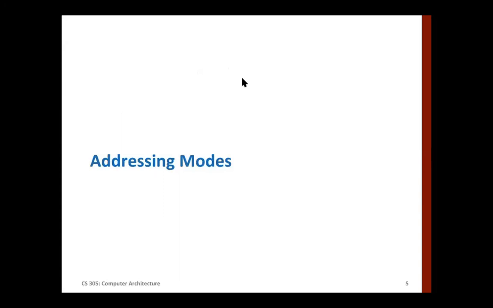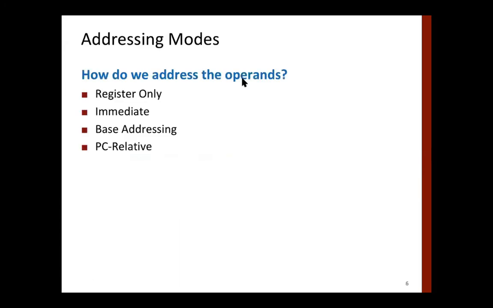Okay, the addressing modes, we know what the addressing modes are. We have the register-only addressing mode, like when we say add A, B, C. Then all three operands are registers. Addressing modes define the operands: how do we address the operand? Here all three are registers, so this is register only.